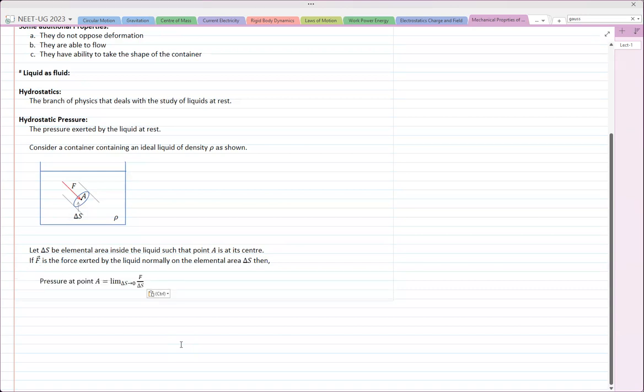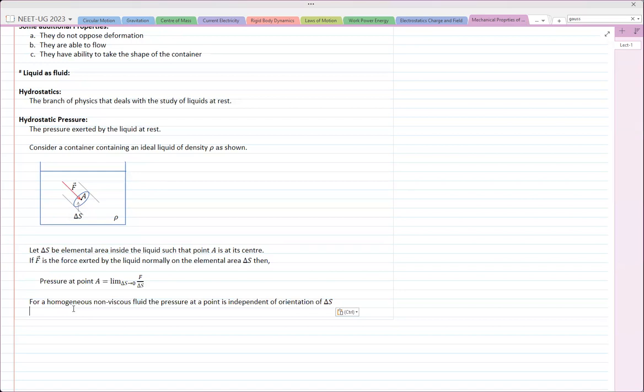Pressure at point A is calculated as limit delta S tends to 0, F upon delta S. Now remember, this F upon delta S is a scalar quantity. Now for homogeneous non-viscous fluids, which we are considering ideal fluids in this case, the pressure at a point is independent of orientation of delta S.